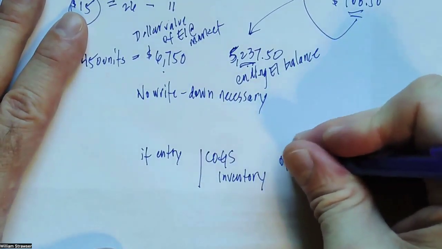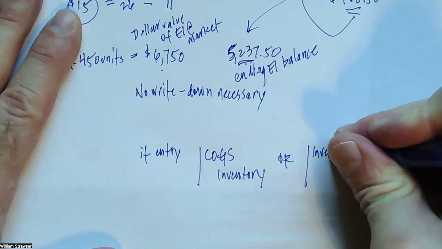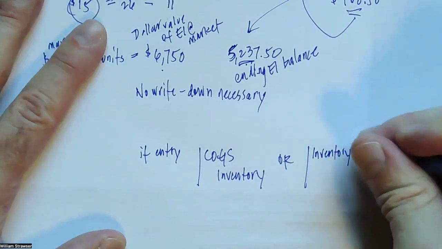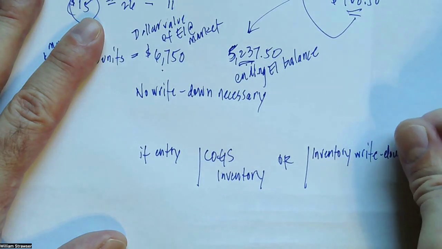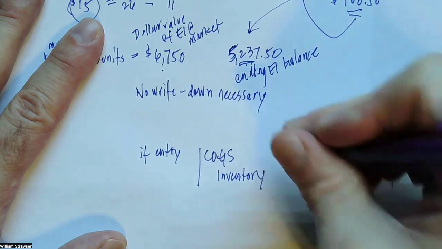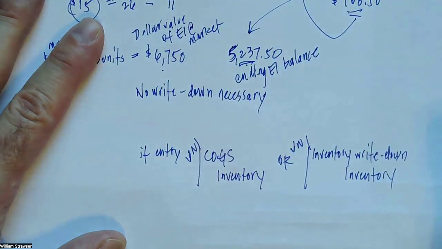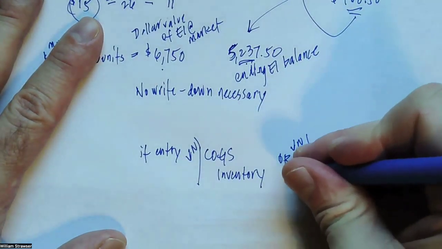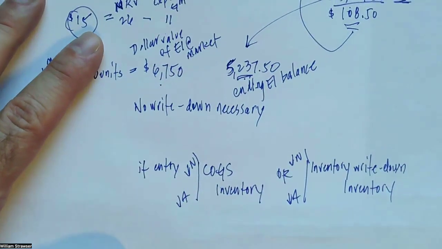Some will do inventory write down. There's a lot of different names for it, honestly, but whatever name it has, it does the same thing. It reduces my net income, whether we call it cost of goods sold or some version of inventory loss, and also reduces my inventory.